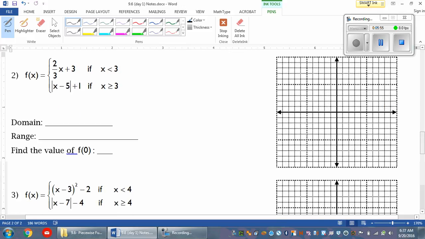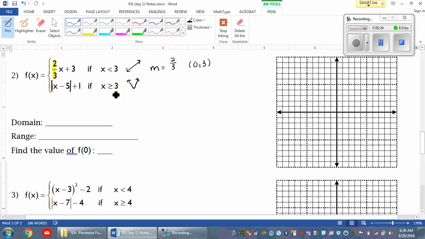All right, so number 2. I have 2/3 x plus 3 if x is less than 3. Remember, 2/3 x plus 3 is a linear function, so it's a line, and it's going to be rising because my slope is positive. What's my slope? 2/3. My y-intercept, 0, 3. I have the absolute value bars, so it's going to be a V-shaped graph.